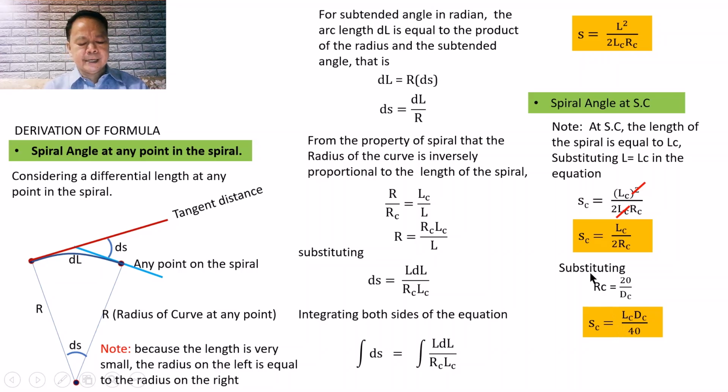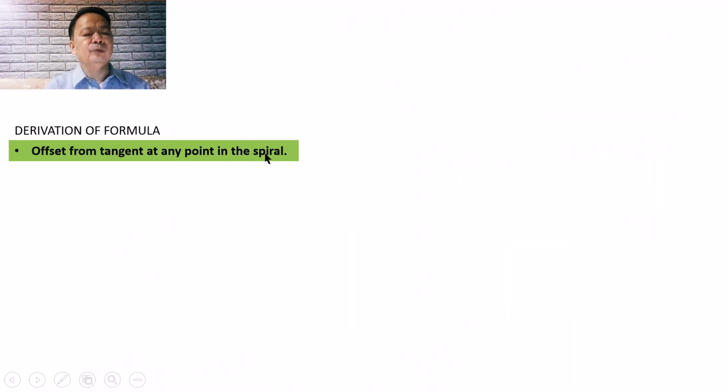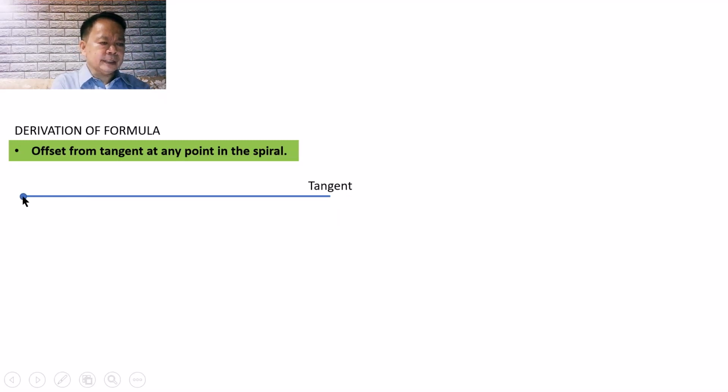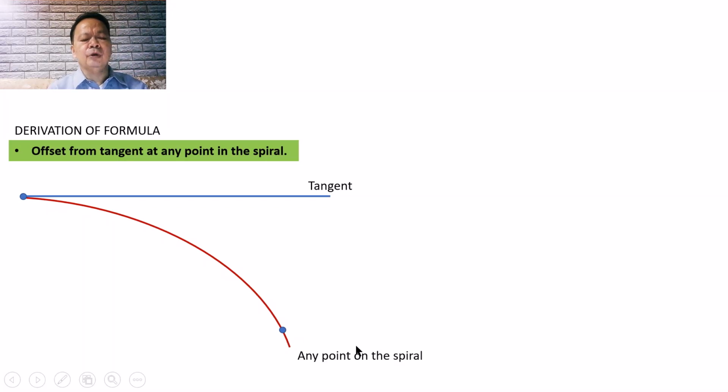So, the next element that we will have is the offset from tangent at any point on the spiral. What is our offset from tangent? It is the distance from the tangent to any point on the spiral. To see that, let us imagine that we have here our tangent distance, and here is our TS. From TS, we draw a spiral transition curve, and we have here any point on the spiral.